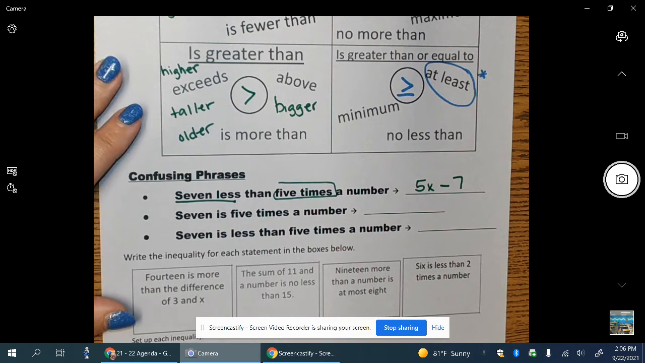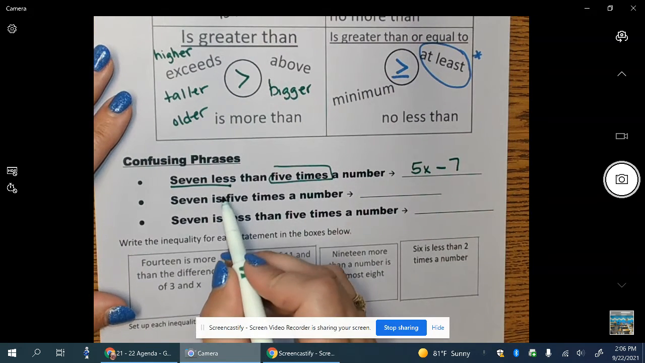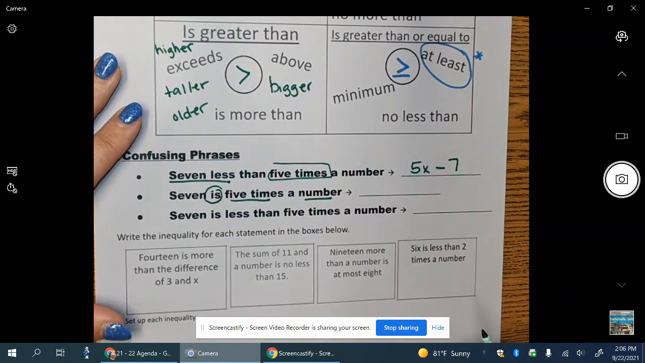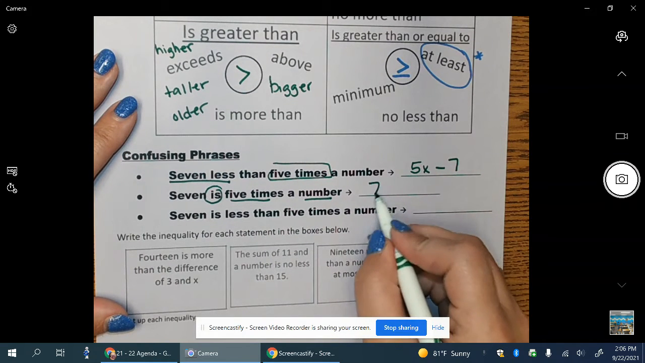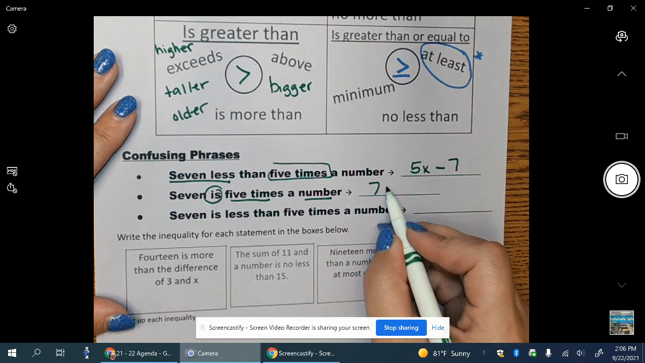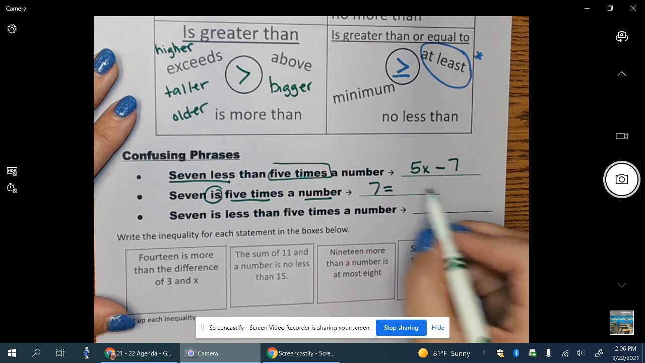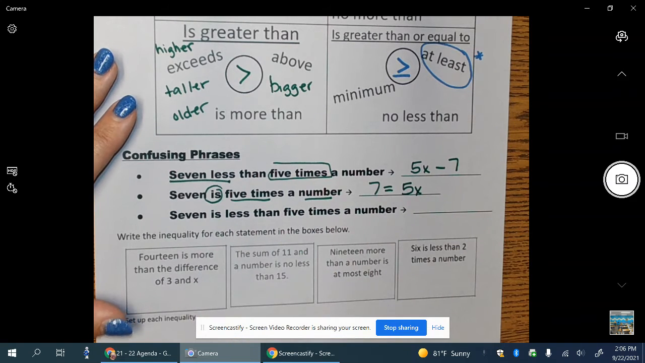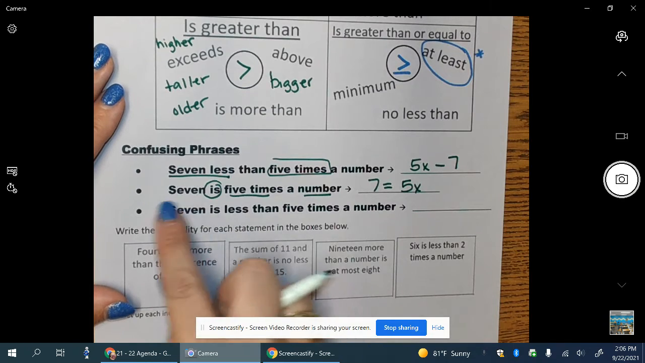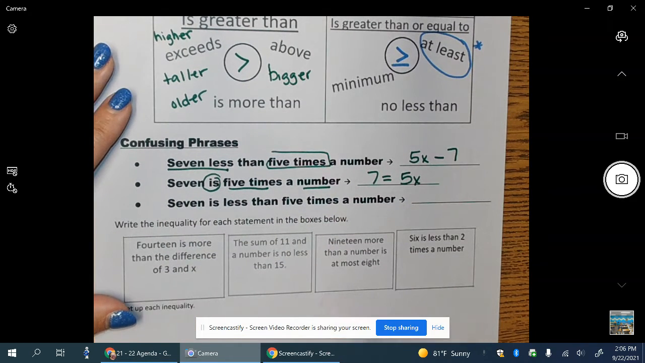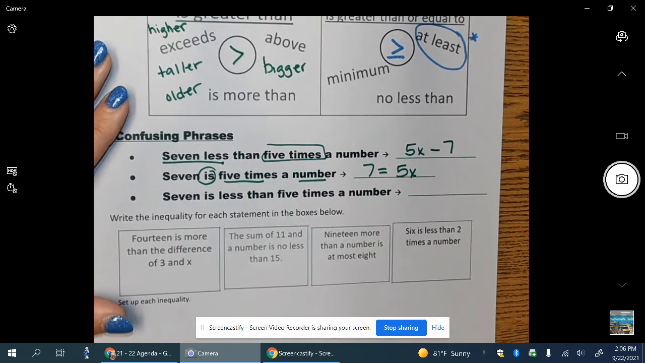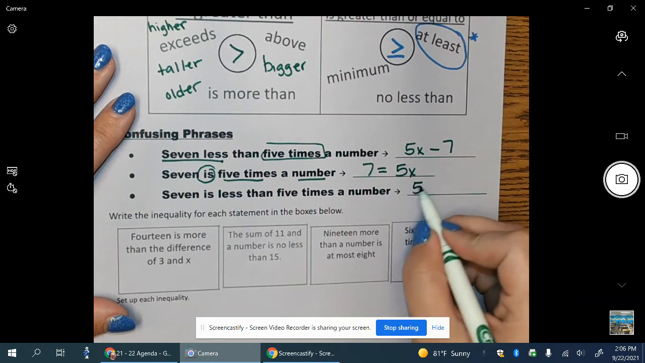Oh, so you don't solve it. Nope. Okay, 7 is 5 times a number. How would I write that? 7 equals 5x, because it says is. Again, it's okay to be confused because these are the confusing ones. All right? 7 is less than 5 times a number. 5x plus 7. Okay, 5x.